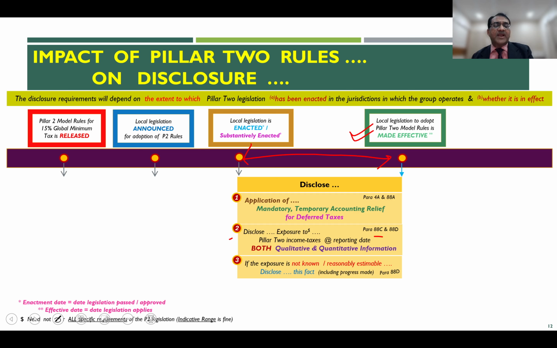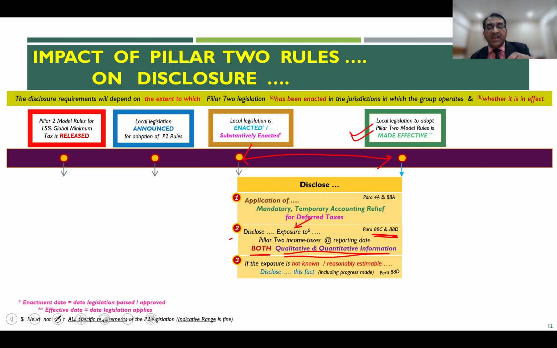Secondly, you need to disclose paragraphs 88C and 88D. Again, these newly inserted clauses require the entity to disclose what exposure it has to the Pillar 2 income tax rules on the reporting date, both qualitatively and quantitatively. And I'll just explain what these two types of information relate to: what is quantitative, what is qualitative.